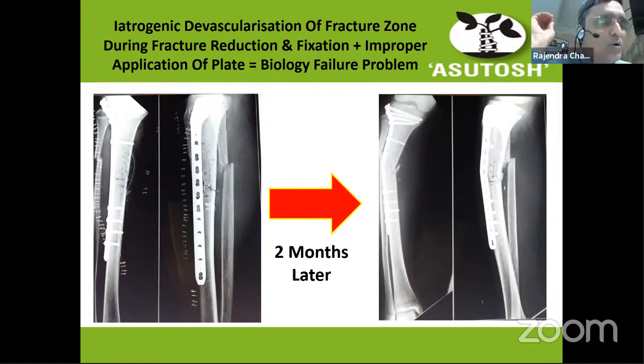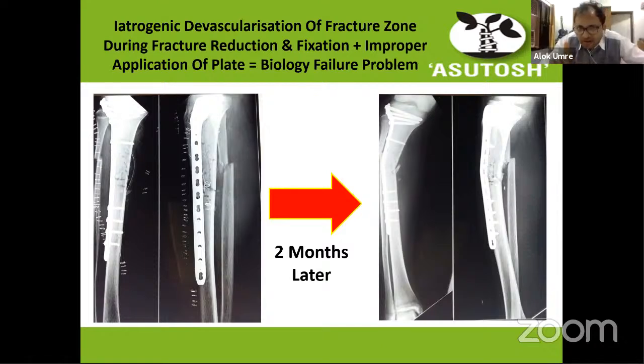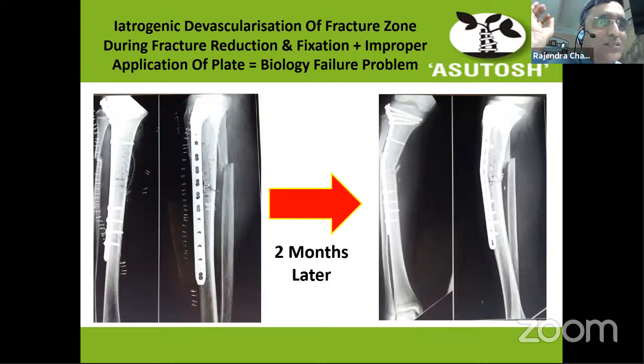So on day one, what would you have done additionally, Alok, to prevent this disaster? If this was your case? I would have gone ahead and put a medial plate as well, if I was unable to put a nail. Right. Nail would have been ideal.